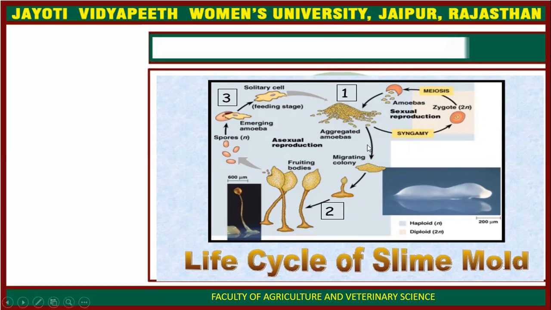They are aggregated amoebas. These are migrating colonies, and these slime molds will digest them. From these floating bodies, the spores will be generated, and from these spores, the amoeba can find their food. So that's all about the protists. Our lecture is over here. Thank you very much.